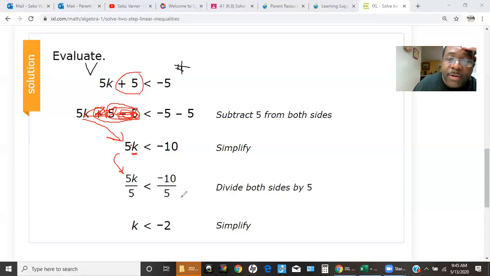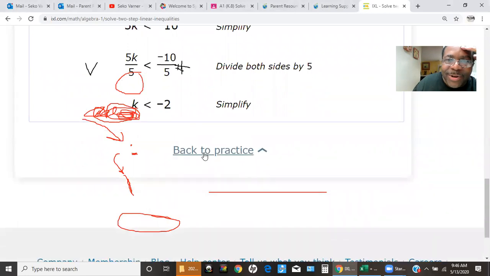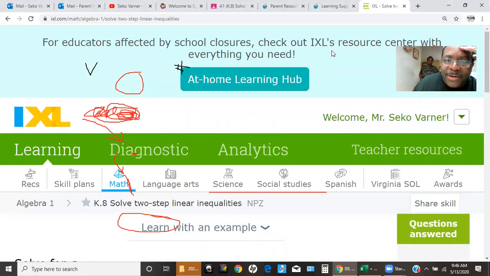We did the same thing on both sides. We divided by 5 on both sides, right? All right, so then that cancels out, and that leaves you with the K. And -10 divided by 5 is -2. All right, so that's the simplified answer. So now we're going to go back and practice that, okay?